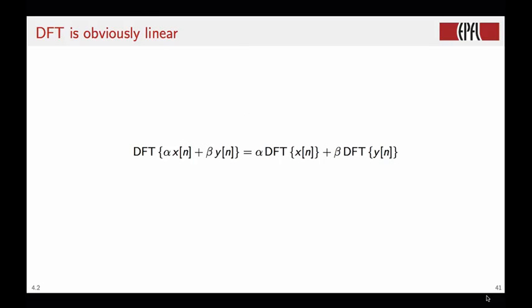So let's look at some examples. And one property that we will use in the following, which is obvious from the definition of inner product, is that the DFT, the discrete Fourier transform, is a linear operator. So if you have the DFT of the sum of two vectors, this will be equal to the sum of the DFTs, and the same goes if you have a scalar multiplication.